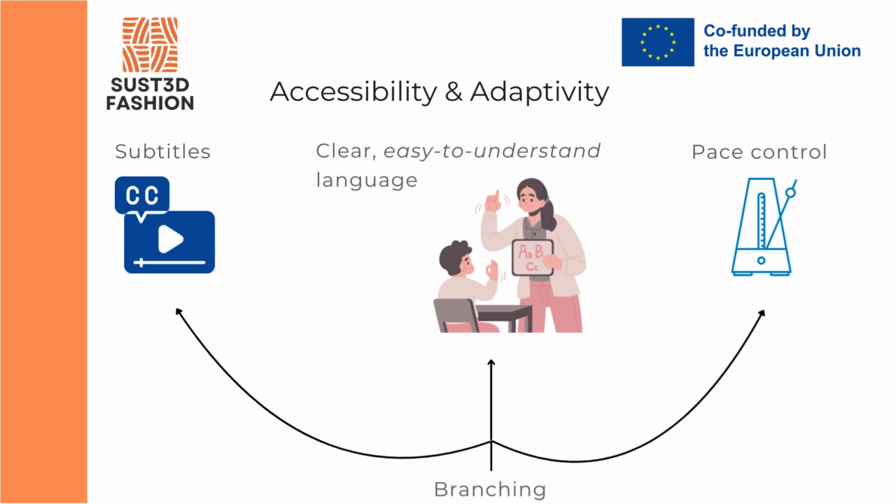And then there's branching. This means giving learners options, letting them choose their path based on what they know or what they're interested in. It's a great way to personalize learning and keep people more engaged. So, when you're creating your next module, ask yourself, can everyone access it? Can they control their experience? The more flexible and inclusive your content is, the more effective it becomes, for everyone.